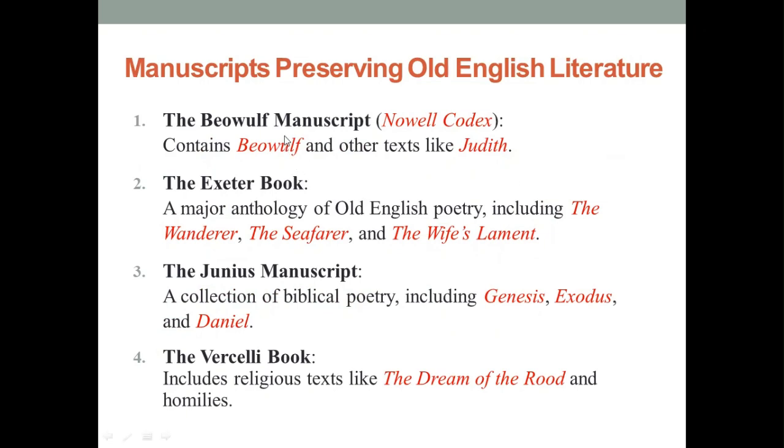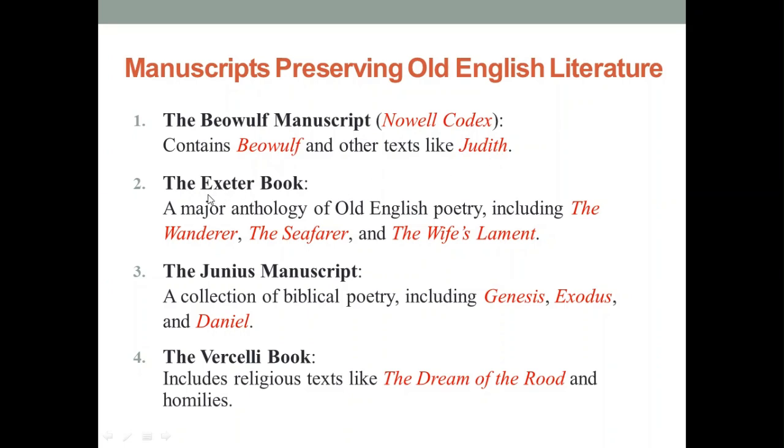Manuscripts preserving Old English literature. The different manuscripts which are very important for preserving Old English literature. Number one is the Beowulf manuscript. That Beowulf manuscript is also called the Nowell Codex, which contains Beowulf and other texts like Judith. In this manuscript, we find the Beowulf epic and other works like Judith.